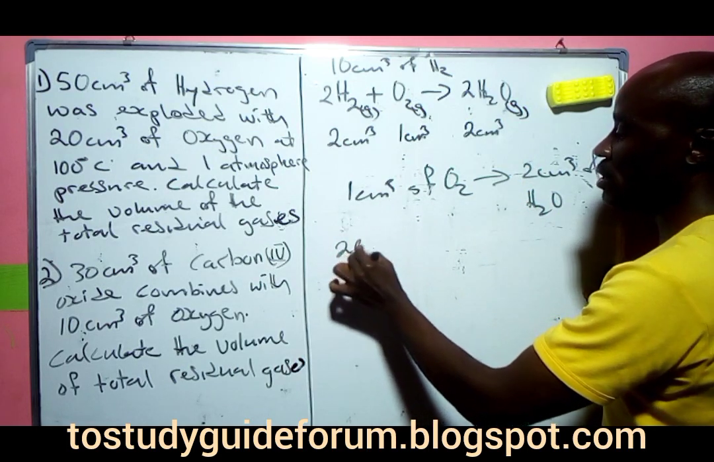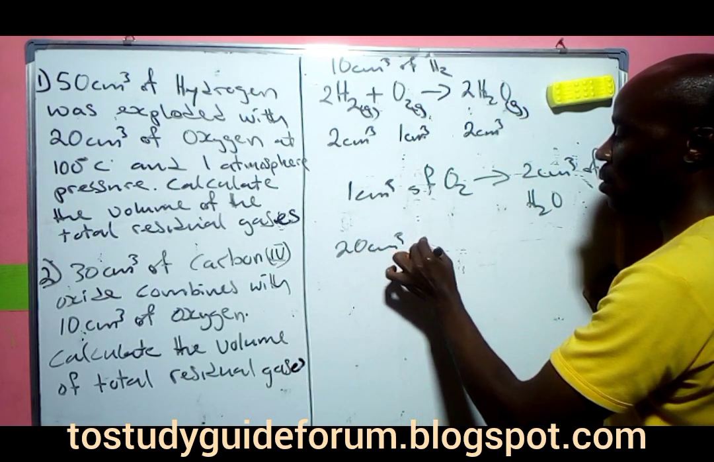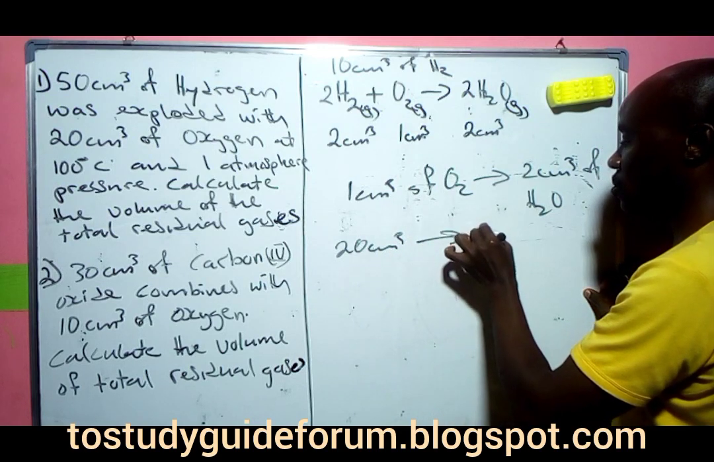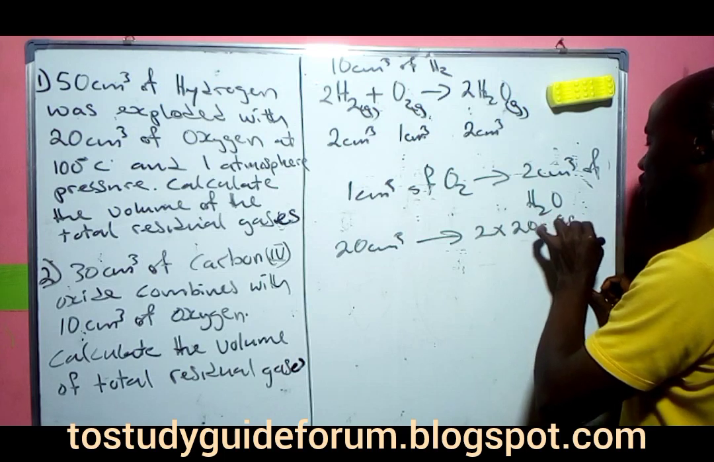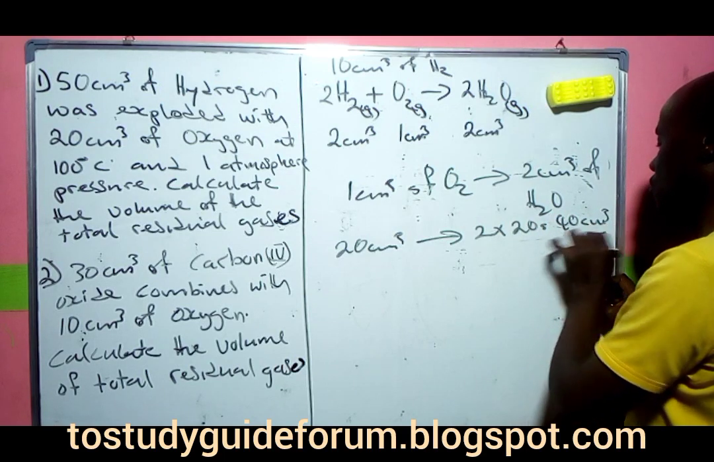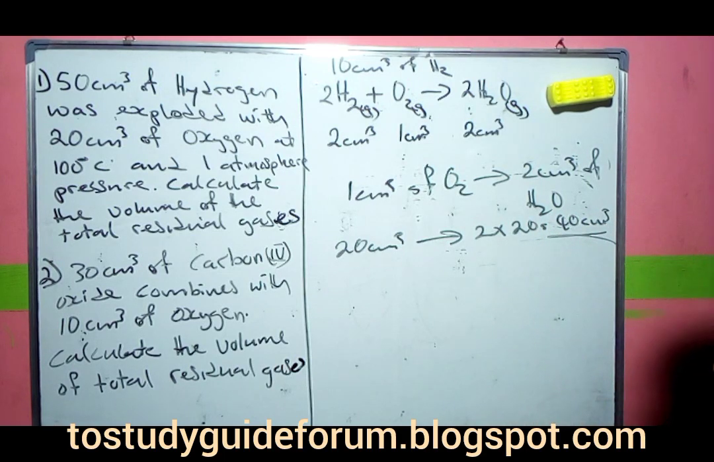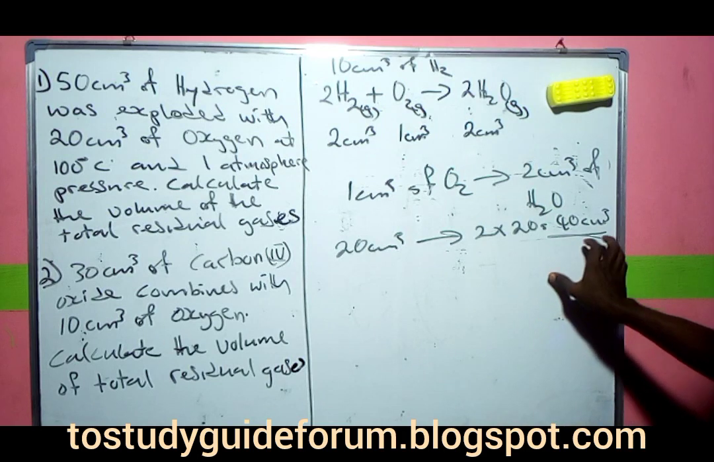So 20 cm cube will also give us what? 2 times 20, which will be 40 cm cube. That is what we have here. The steam that will be produced is 40.